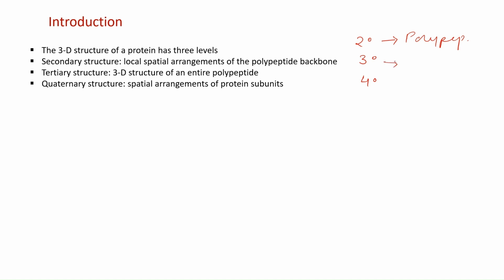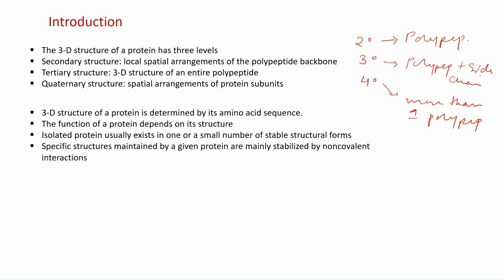Tertiary structure means it is the structure of the entire polypeptide, which includes the side chains. Secondary structure is only the polypeptide backbone. Tertiary structure is the 3D structure that includes the entire polypeptide, that is the backbone as well as their side chains. Quaternary structure is the arrangement of protein subunits. That means it can consist of more than one polypeptide also. So these are the levels of protein 3D structure: secondary, tertiary, and quaternary structure.